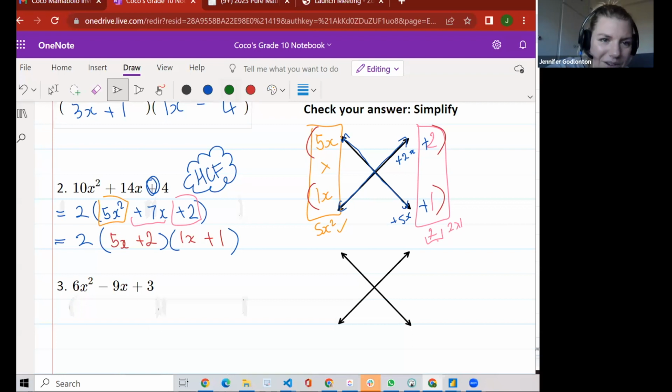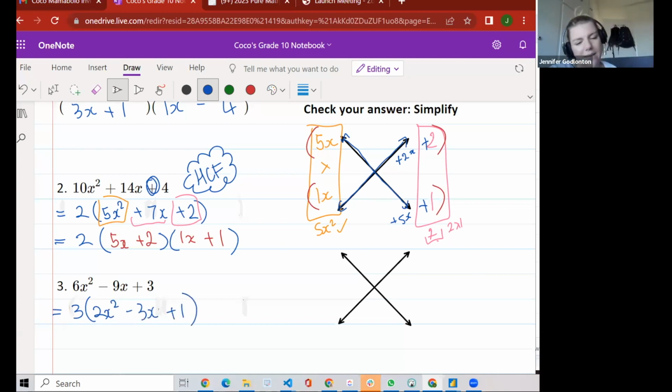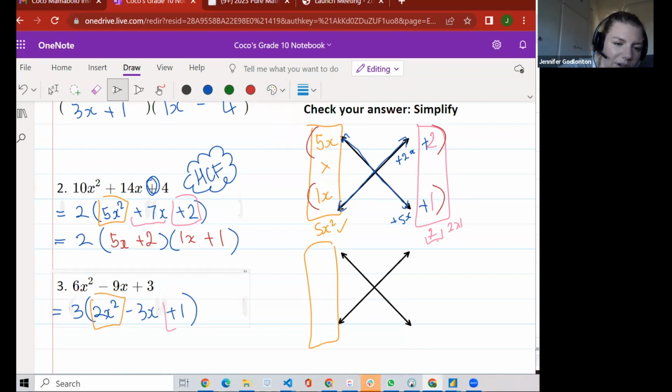Good, it's going to be 3. Excellent. So we're going to take out our 3. We're going to be left with 2x squared minus 3x plus 1. And now I want you to think, what's going to go in these two? That has to give me my 2x squared. And what's going to go into these two? That's going to give me my 1.